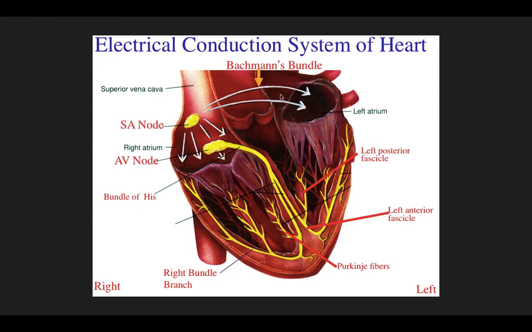So I have this picture right here. We have our apex. This is called the base of the heart. We have the bundle of His going to be right here. This is that main highway I was talking about. And then it branches off to the Purkinje fibers, right? So it's got that main highway, and then we branch off to the Purkinje fibers, which are going to stimulate that contraction of the ventricles.